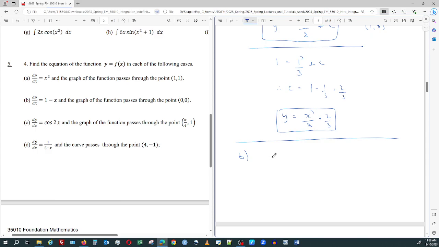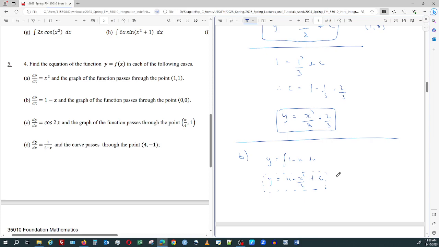Okay, so we'll integrate both sides. So y will become the integral of 1 minus x dx. That'll be our function. We will get x minus x squared on 2, plus c. Now that's our general solution, that y will satisfy the equation dy dx equals 1 minus x.